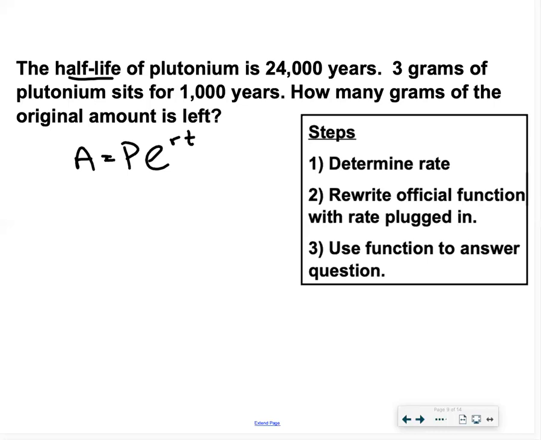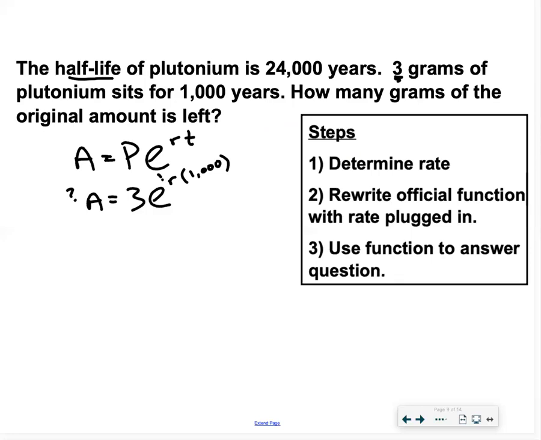It says half-life of plutonium is 24,000 years. 3 grams of the plutonium sits for 1,000 years. So let's say 3 grams is like what we're starting with, right? So let's say I have A equals, because that's my finished amount. I'm starting with 3 grams. How many grams of the original amount is left? So it's asking like, what's the final amount? But it's not giving us a rate, okay? It's telling us it sits for 1,000 years, but it's not giving us a rate or a final amount, right? Because we have to solve for this. It's not giving us the rate.